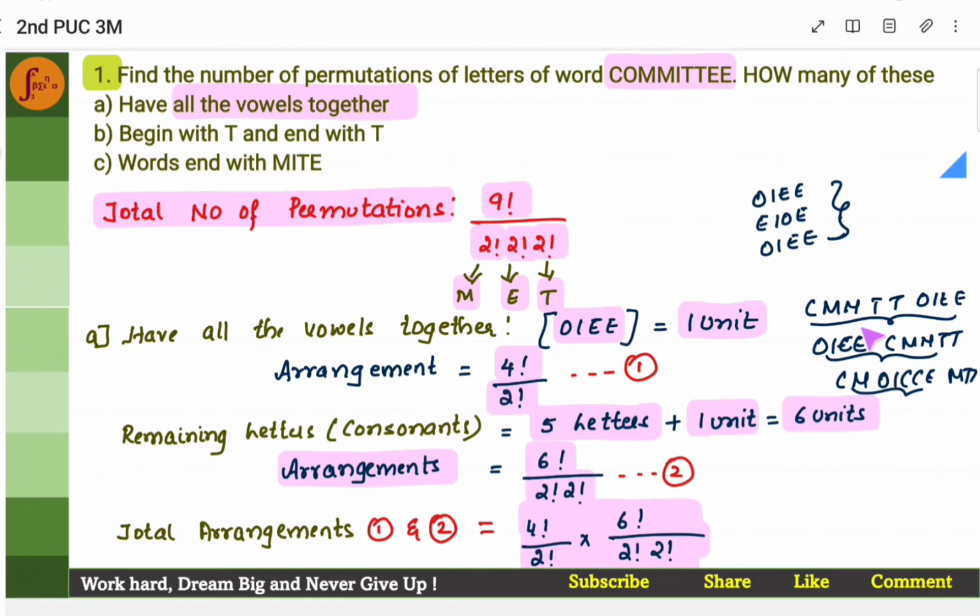How many repeated letters are there? Do not include the vowels because vowels we have already included here. In the remaining letters, what are the repeated letters? M is repeated twice. T is repeated twice. So 2 factorial into 2 factorial. Now, last step, never forget that. Last step, you have to find total arrangements. Total arrangements is always multiplication of this one and this one. So you have to apply multiplication here.